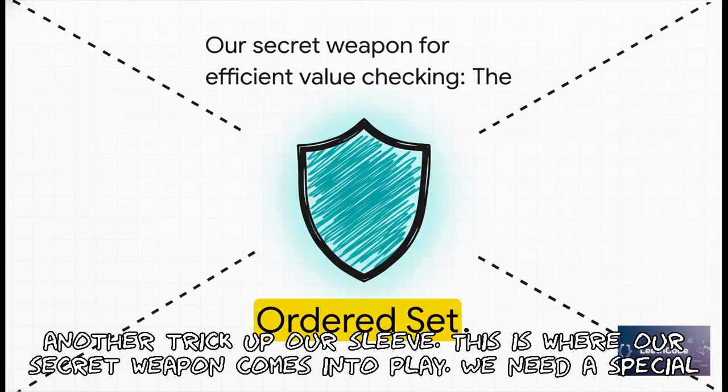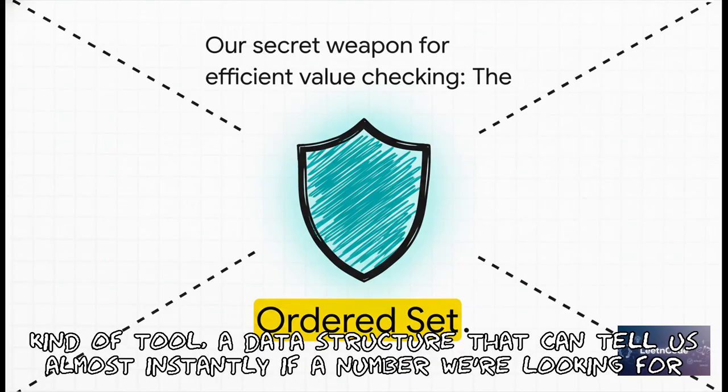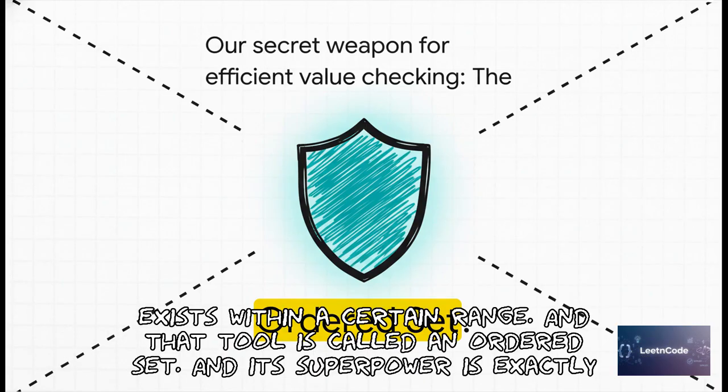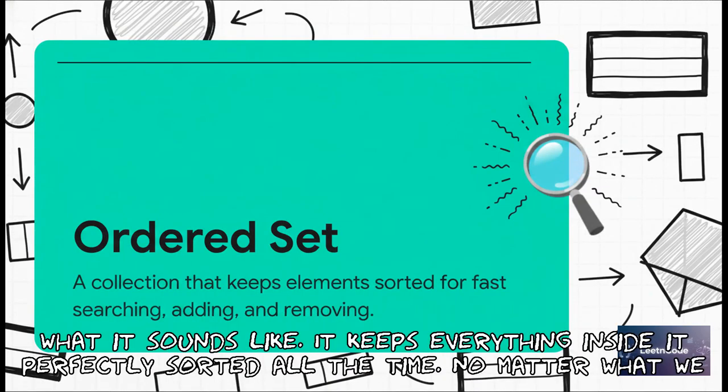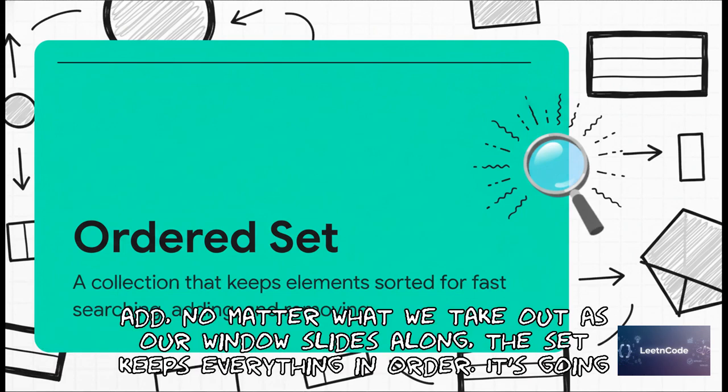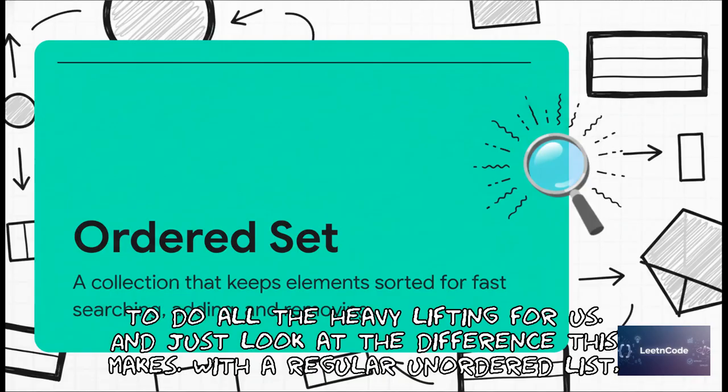This is where our secret weapon comes into play. We need a special kind of tool, a data structure that can tell us almost instantly if a number we're looking for exists within a certain range. And that tool is called an ordered set. And its superpower is exactly what it sounds like. It keeps everything inside it perfectly sorted all the time. No matter what we add, no matter what we take out as our window slides along, the set keeps everything in order. It's going to do all the heavy lifting for us.